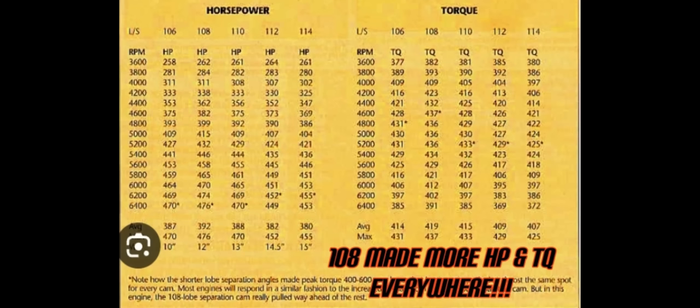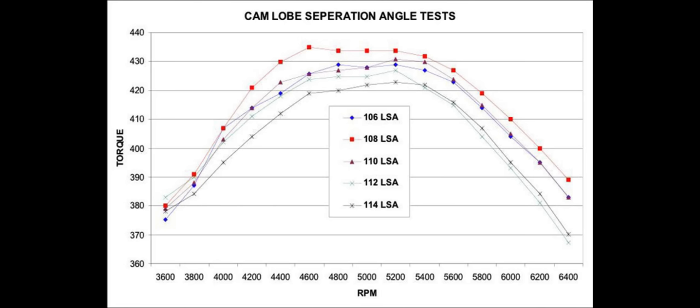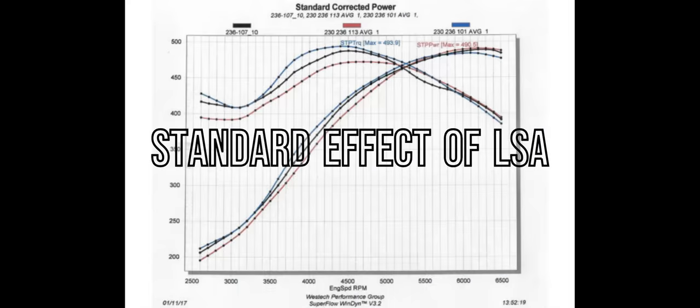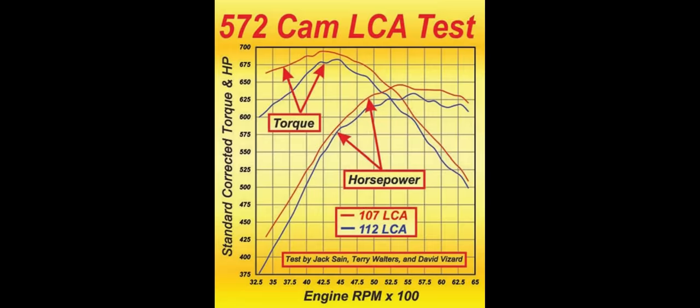Now, most wouldn't figure the 108 LSA would do what it did. Most would assume the 106 would continue the trend and would make the fattest power curve with less peak power, because of the typical trends produced by the tighter LSA shown on the last two dyno sheets. The optimal LSA is the beginning of optimal valve event timing and engine performance.